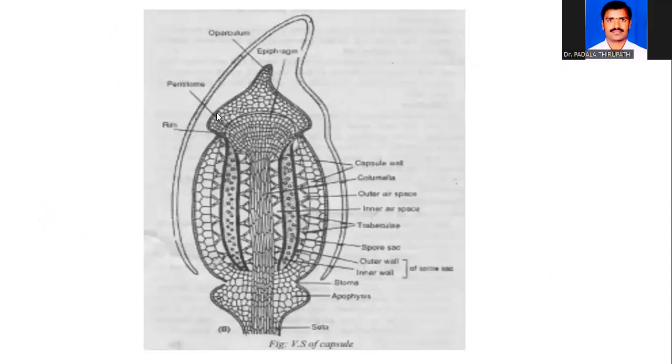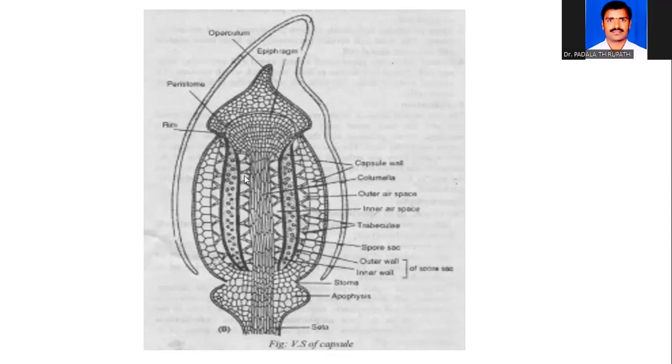So, regarding the theca, questions may be asked like this. What are the structures which are protecting the spore sac in the theca region? So, what will be the answer? What are the protective structures of the spore sac in the theca region of the Polytrichum capsule? Yes, Navya, very good. The answer is trabeculae.